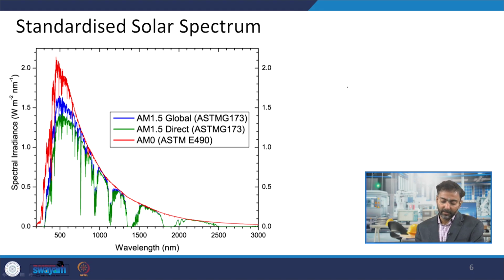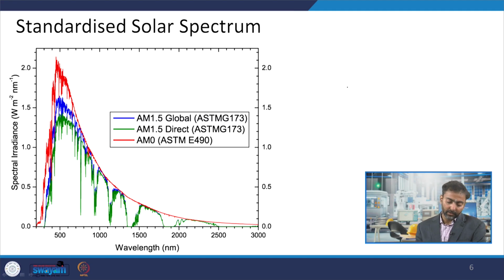The red graph is AM 0, whereas if I reduce it by 28%, I come down to AM 1.5 D, or the green graph in this particular case, AM 1.5 direct. And then if I were to augment the AM 1.5 D with the diffused radiation, we will land on the blue graph, which is AM 1.5 G or AM 1.5 global.